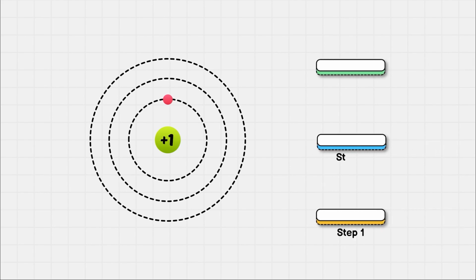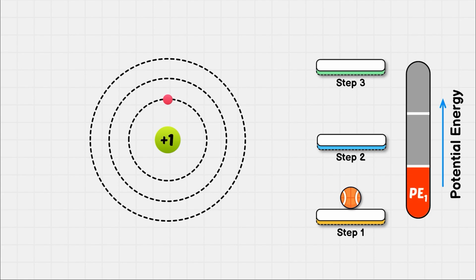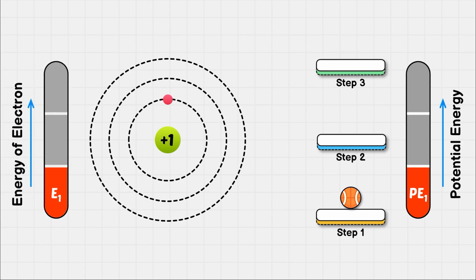Let's imagine these as the 3 steps of a staircase, and there is a ball placed on the first step. Now, because this ball is at a certain height above the ground, it must have some potential energy stored inside it. And since the ball is not moving up or down, its potential energy remains constant. In the same way, when an electron revolves around the nucleus in a specific orbit, its energy also remains constant because it is at a fixed distance from the nucleus, and this distance does not change.